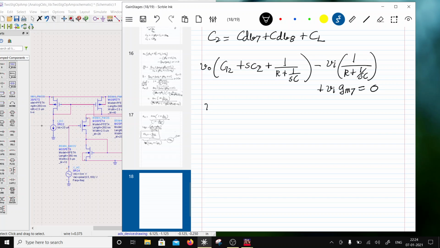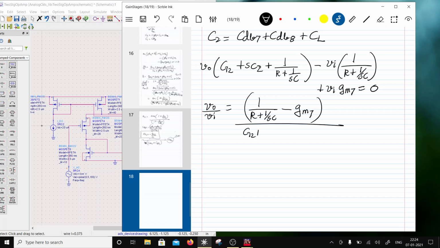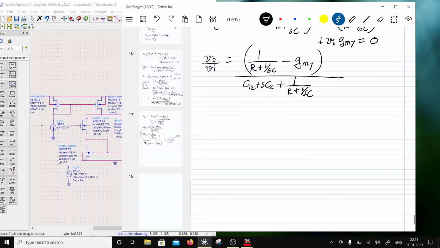So that would give VO by VI equal to, okay, 1 over R plus 1 over SC, because it goes to the other side, so this minus will become plus, and this plus will become minus GM7. This thing divided by G2 plus SC2 plus 1 over R plus 1 over SC. Okay, so this is going to be VO by VI.